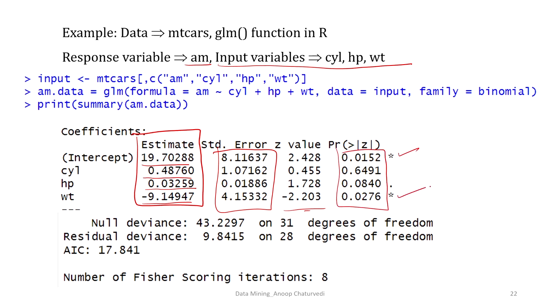Only two values are significant, meaning the P values corresponding to only two regression parameters, the intercept and that corresponding to WT, are less than 0.05. So, at 5% level of significance, only these two values are significant. Then you get the null deviance as well as the residual deviance here, and this is the value of AIC. And for obtaining these maximum likelihood estimators, the R package has used 8 iterations.